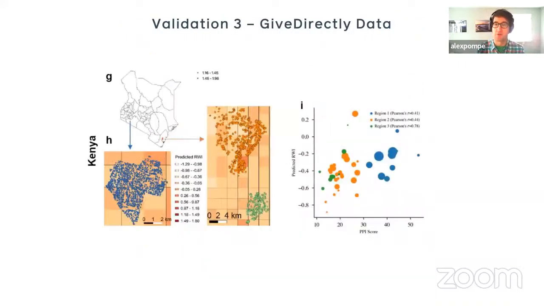We also work with the international NGO GiveDirectly, which did very focused individual household surveys in several regions in Nigeria. We compared our predictions to the relative wealth index using their data. Again, we find nice agreement that we are comfortable with, enough to release the data set, and then the paper to be published in a strong journal.